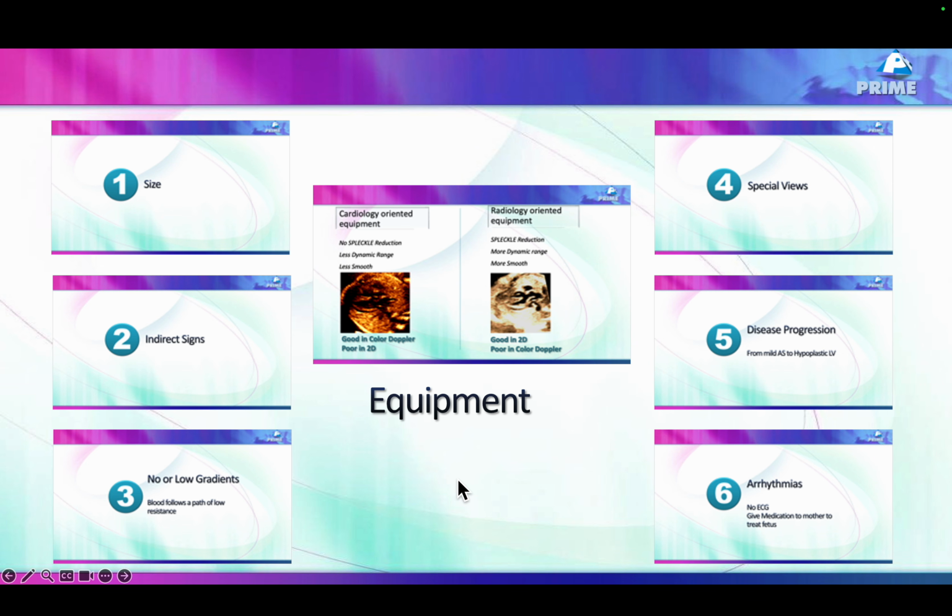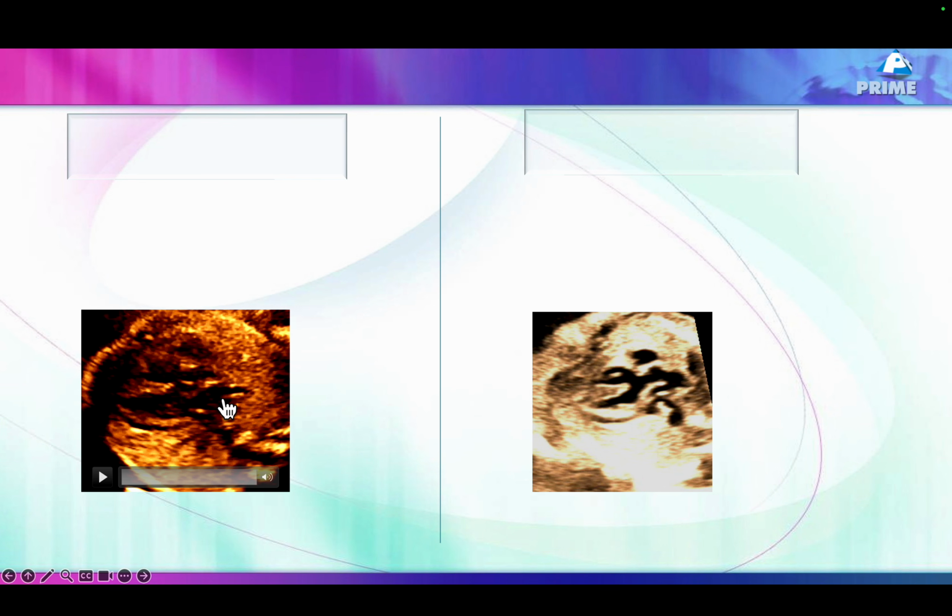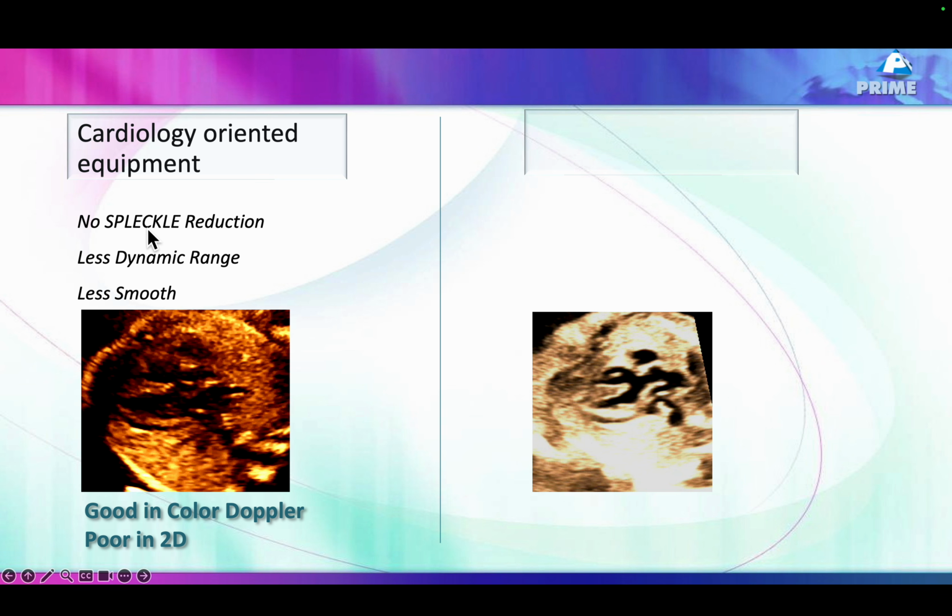Let me start with equipment first. You look at the image here on the right side. This is a cardiology based equipment. So with cardiology based equipment, we love speckle. We don't reduce speckle. There is less dynamic range, that means the contrast is more. You do not have a number of gray scale zones and it is not as smooth as we would expect it to be. But the advantage here is that we are good in color Doppler and frame rate during color Doppler, but we are not as good in 2D.